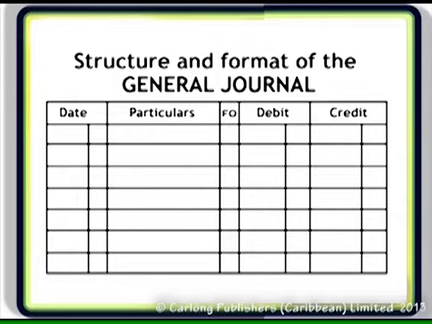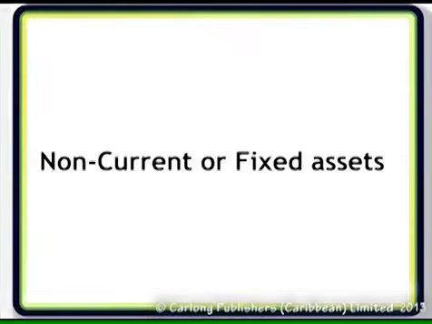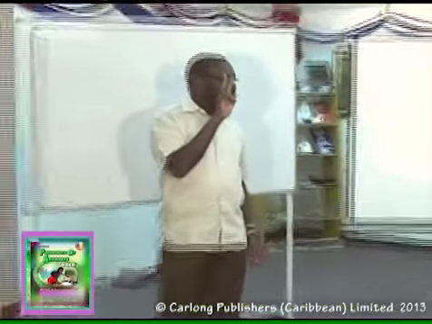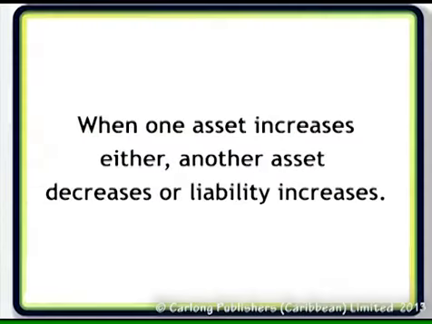In the business, what has increased? An asset. Which asset? The motor vehicle. That has increased. When an asset is increased, two things can happen. Either another asset is decreased, or a liability has increased.